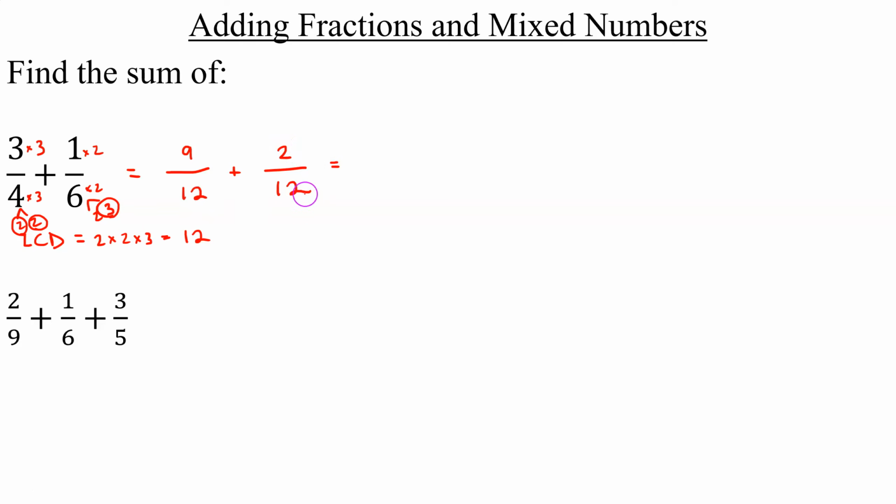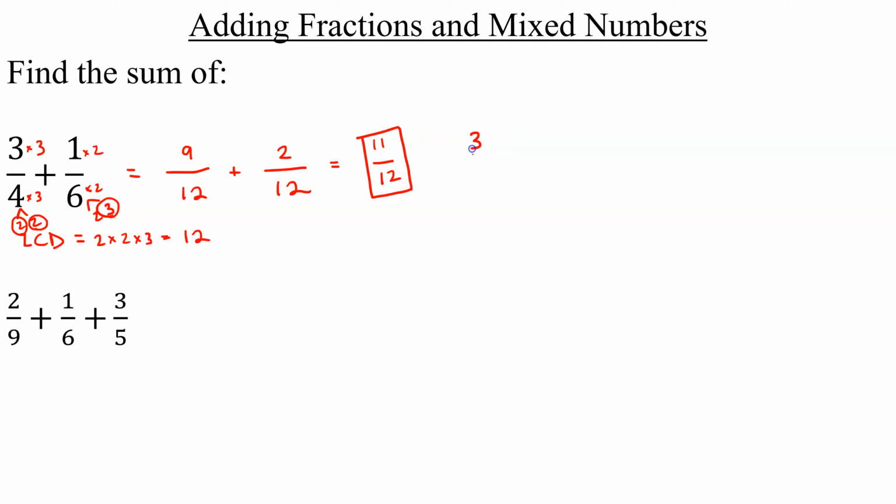Once you have the same denominator for each of your fractions, the way you add them together is you add the numerators. 9 plus 2 is 11, and our denominator is 12, so our answer is 11/12.